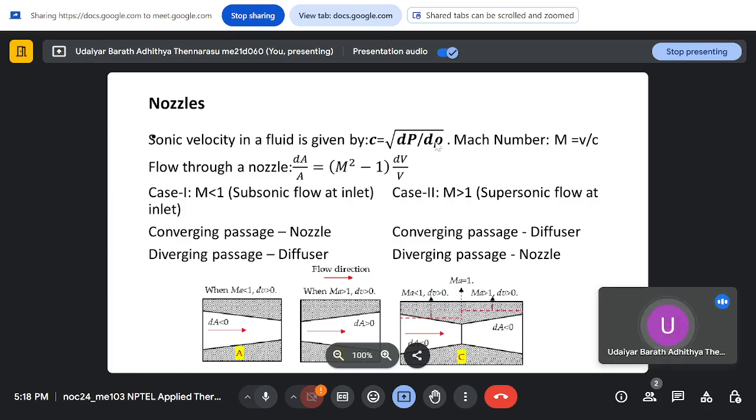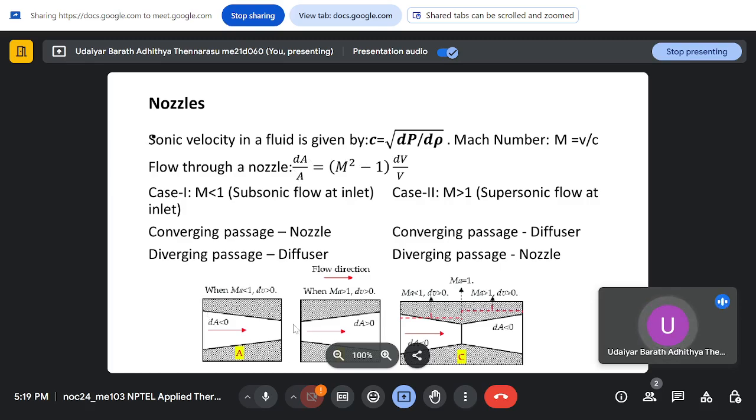So your flow rate will be the same. So with that you will get this expression. This says that when you are in subsonic flow, you will have a minus dV by V term. So M will be less than 1. In that case, the right hand side will be negative. So that says that your dA should be negative.